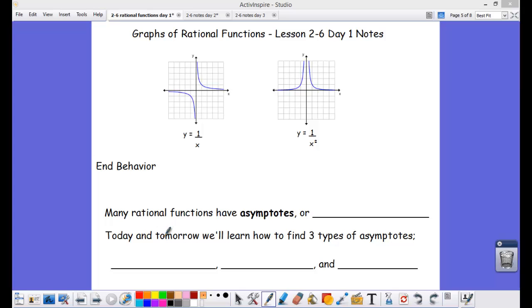Hi, and welcome to our first lesson on the graphs of rational functions. We'll be spending about 3 days on this topic. Functions like these have their variables on the bottom.